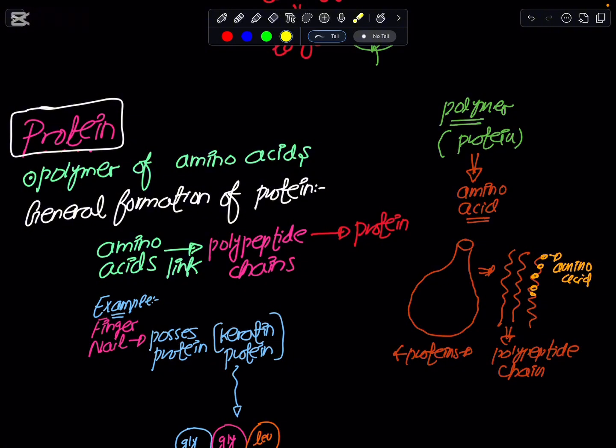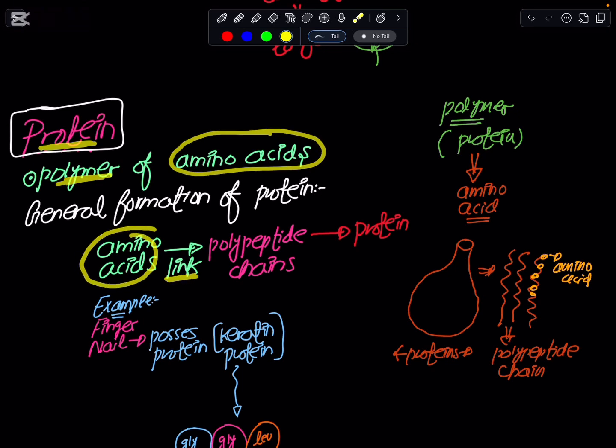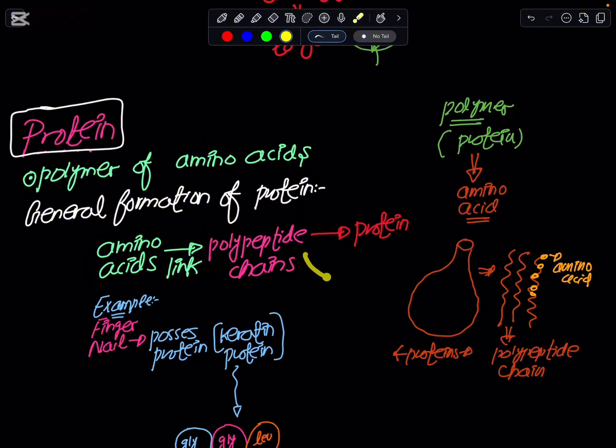So, guys, the overall scenario is that protein is a polymer of a small repeating unit. These are the amino acids. If I take the amino acids and link them together, we make polypeptide chains out of it, and these polypeptide chains make protein.